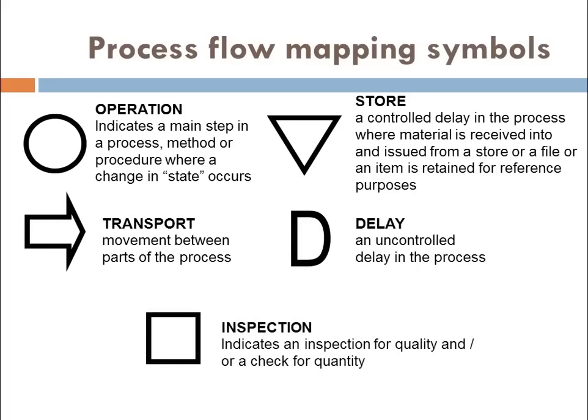These are the process flow mapping symbols followed internationally. These are only a few, but there are many more also. But these are very commonly followed mapping symbols. Operation, represented by O. You could remember the first letter of operation as O, and the symbol is the same as the first letter. So it indicates a main step in a process, method, or procedure where a change in the actual state occurs. We will also discuss more examples related to this.